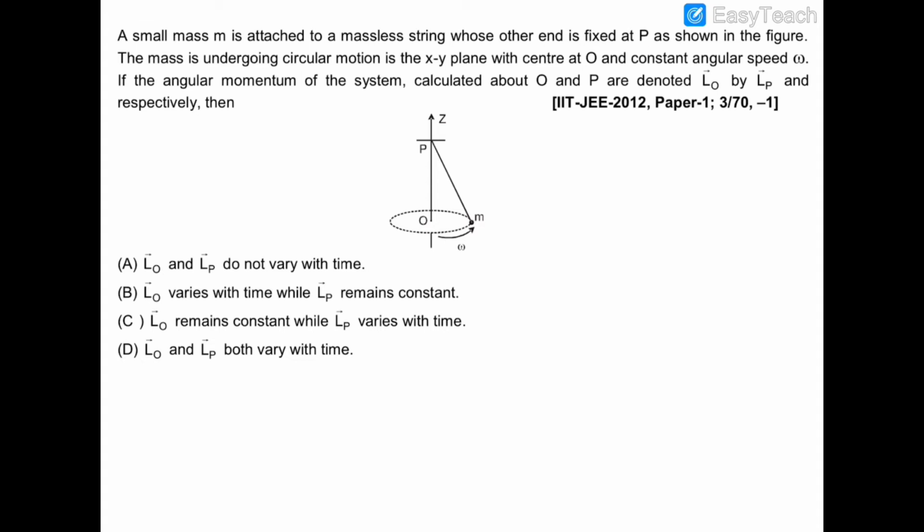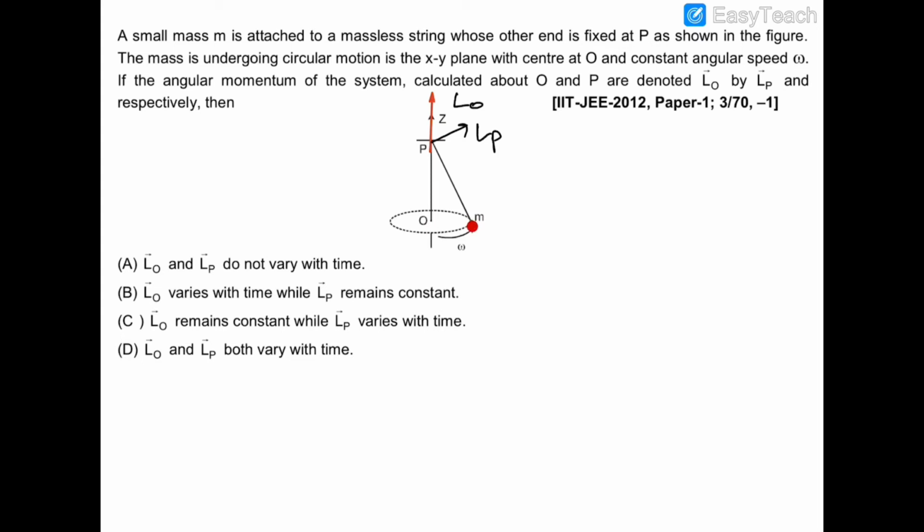Now we know that the angular momentum about O will be along this direction, along the z-axis, but the angular momentum about P will be along this direction. So as this particle rotates, LO will remain in the positive z direction, and its direction would remain constant, and also its magnitude would remain constant because omega is constant.